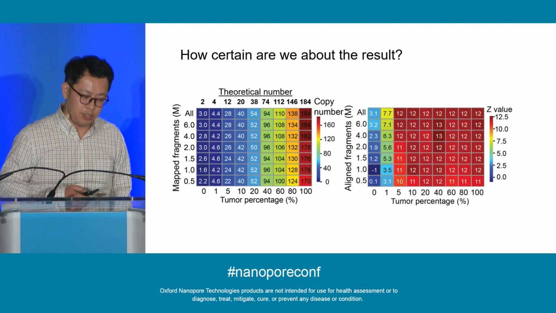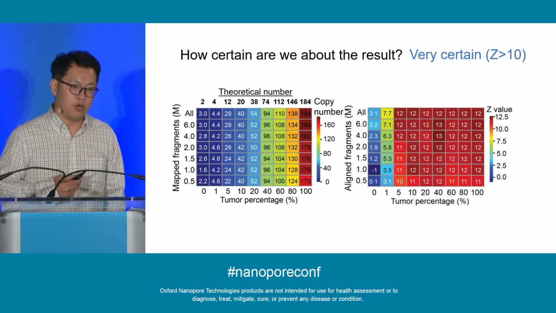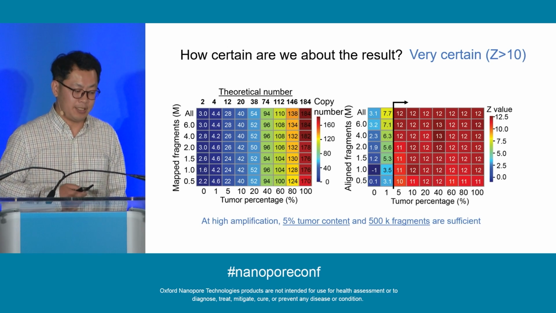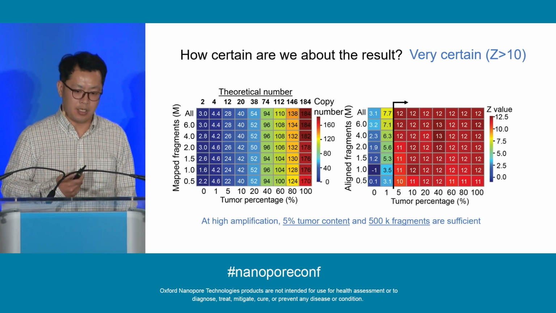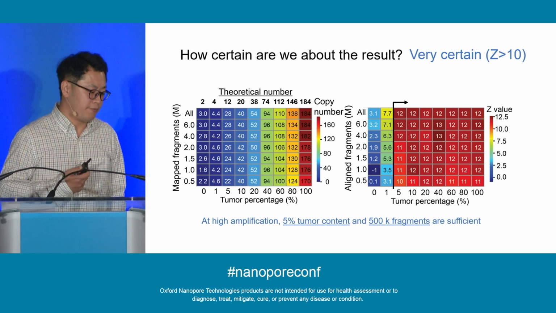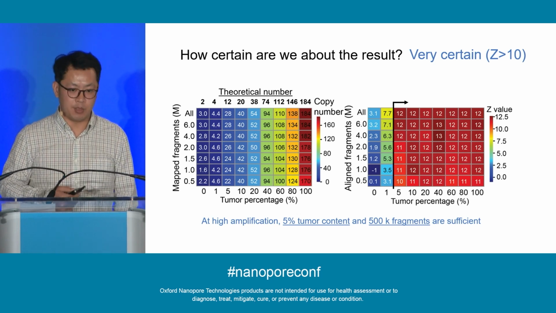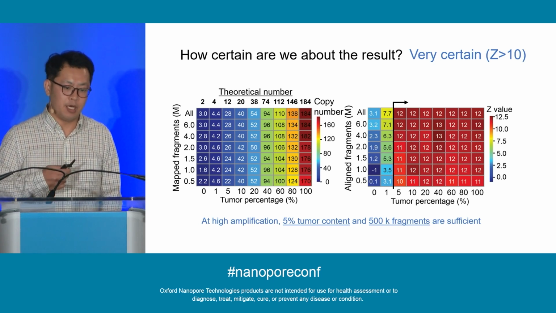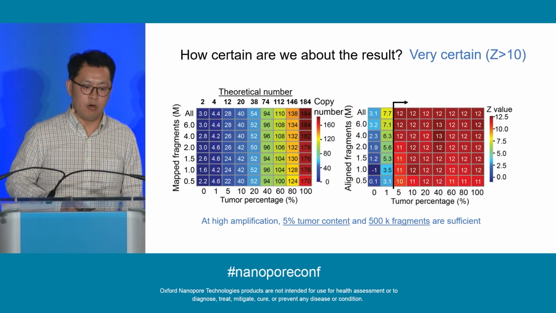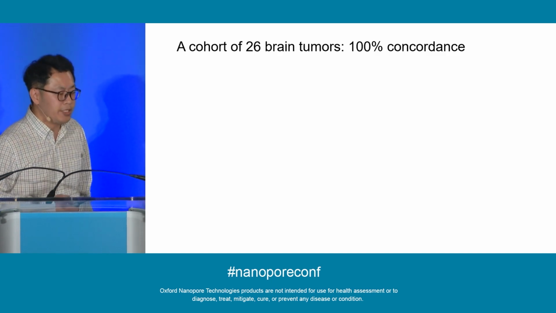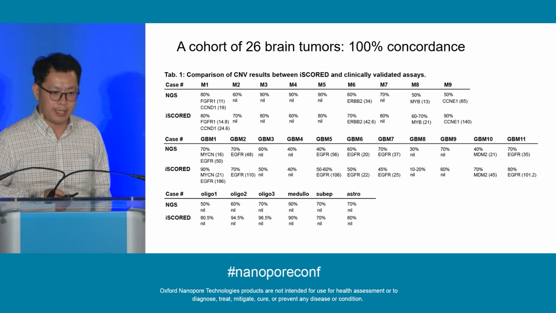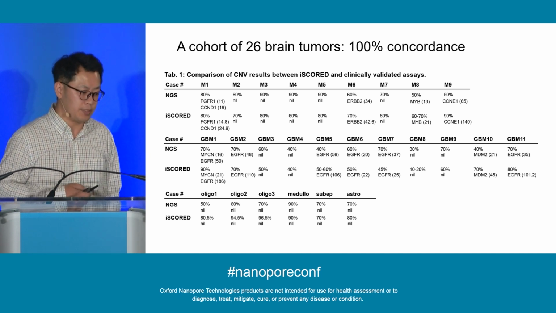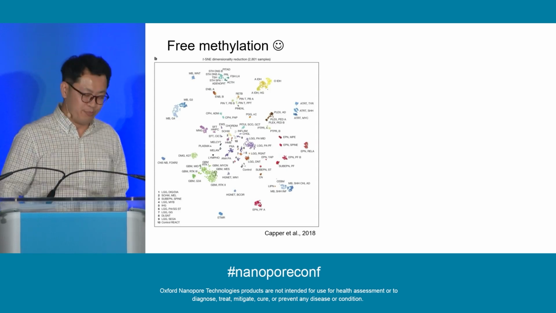We did a lot of titration, and the bottom line is that using a z-score of 10, which is very specific, we are able to get this consistent copy number alteration with 5% tumor content with 500K fragments. This is superior to existing next-gen sequencing, because most of them have a cutoff of 15 to 20% tumor content to detect this kind of gene amplification. We did a retrospective cohort of 26 brain tumors and got 100% concordance compared to the OncoScan and the next-gen sequencing results.